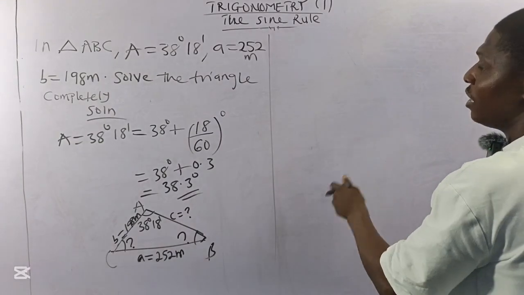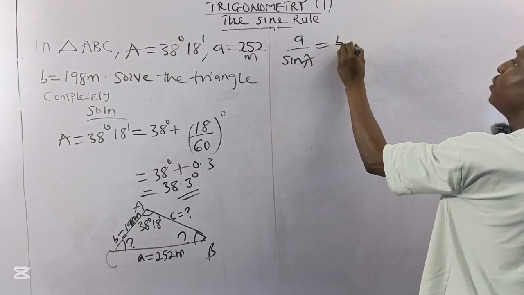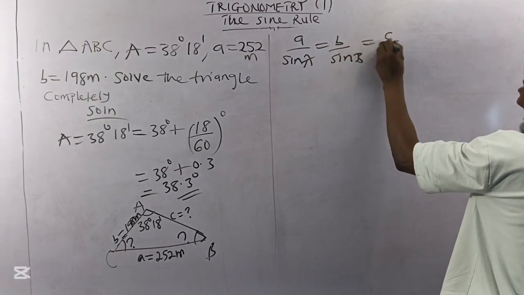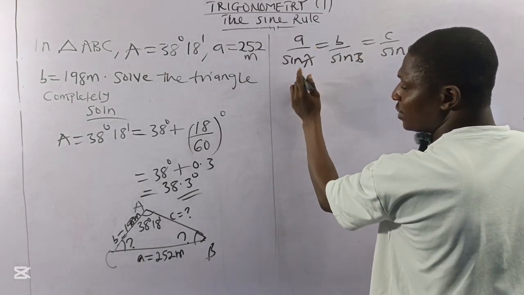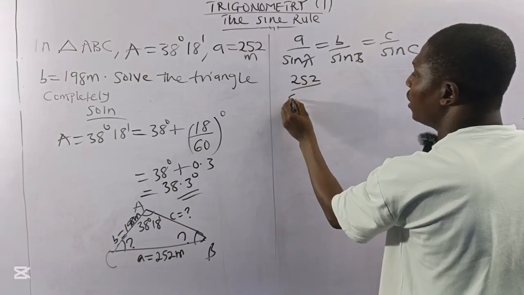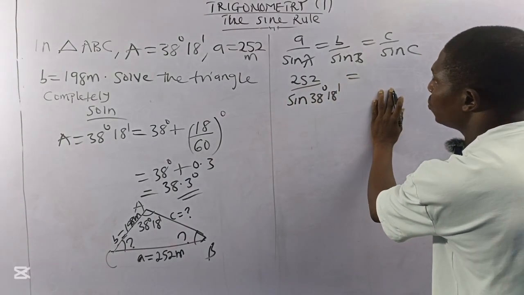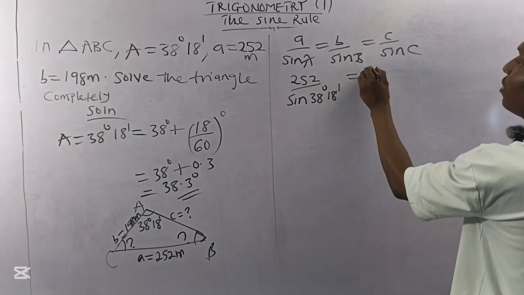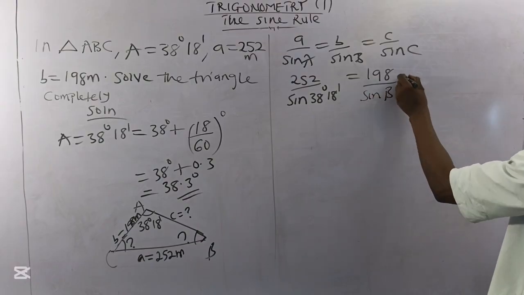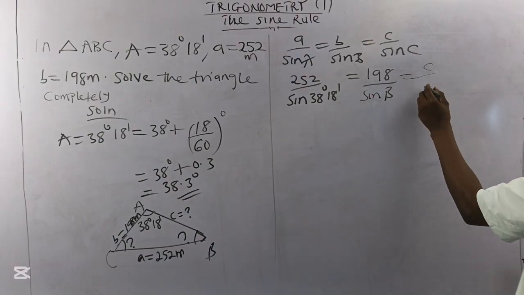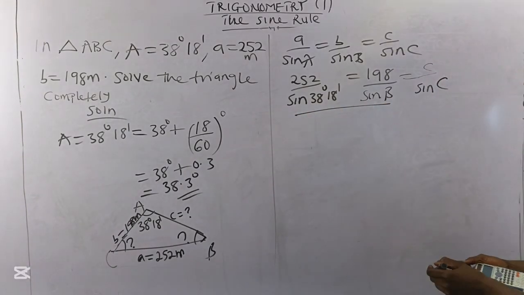Now, let me write my formula or my principle. Sine A over capital A equals b over sine capital B equals c over sine capital C. And I'll put in my information given. Small letter a was given as 252. Angle A was given as 38 degrees, 18 minutes. My small letter b is 198 meters. Angle B is not known. Side c is not given, and angle C is also not known. So I can use this and this to get my angle B.